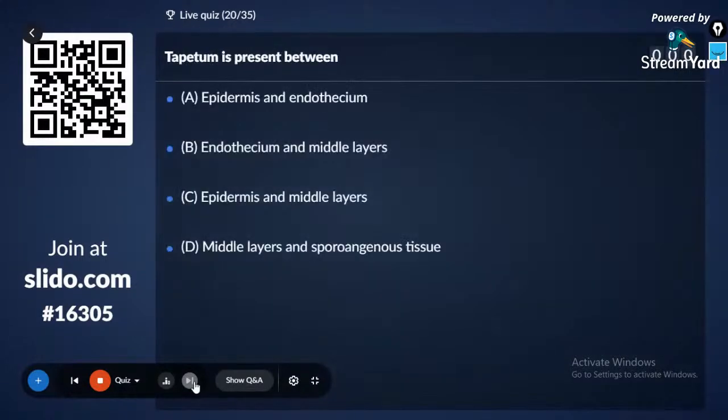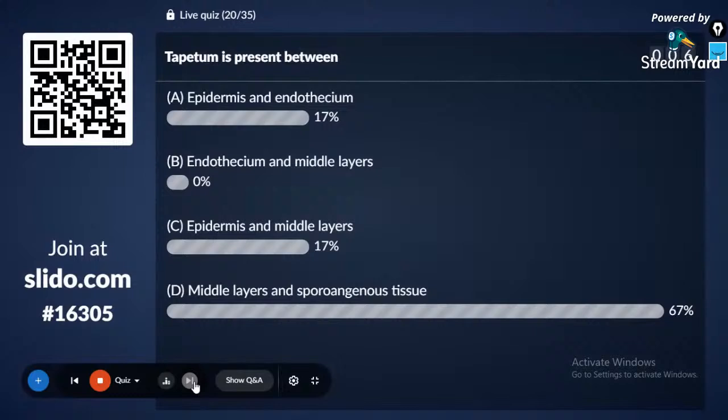Sexual reproduction in flowering plants. Tapetum is present between: I want 100% answer with the same option. Epidermis and endothecium, and middle layer. Epidermis and middle layers, and sporogenous tissue. Tapetum is present between. Oh guys, it is middle layers and sporogenous tissue.